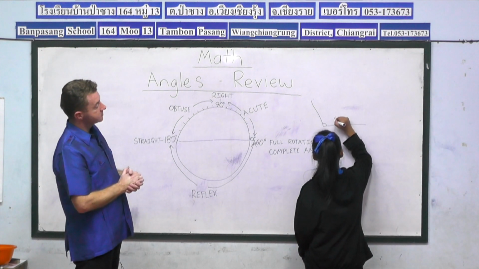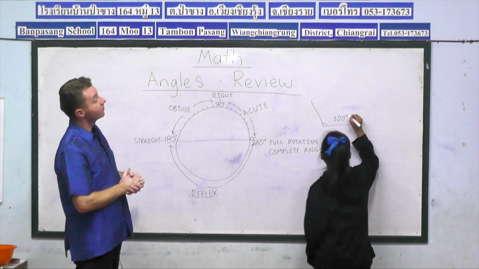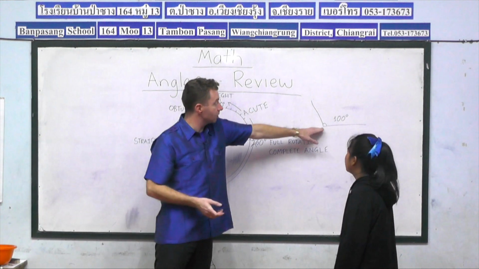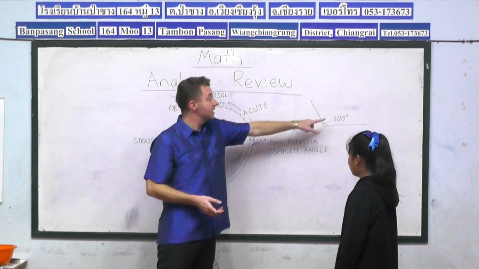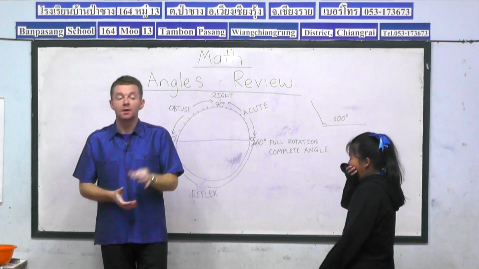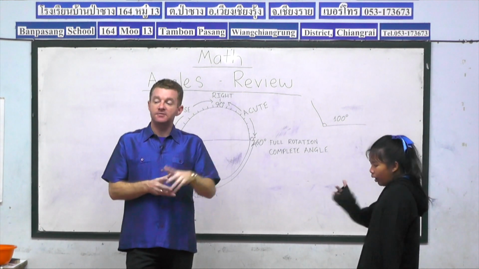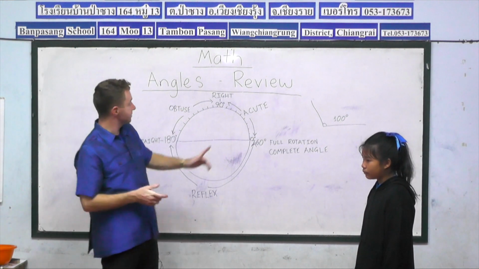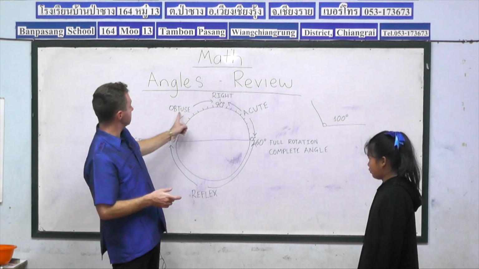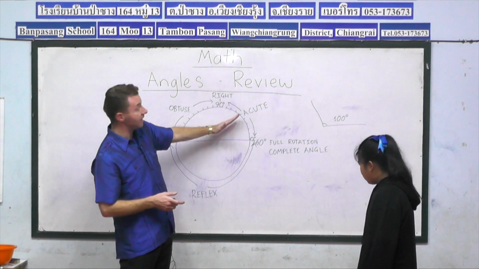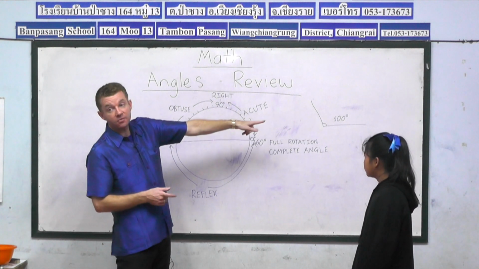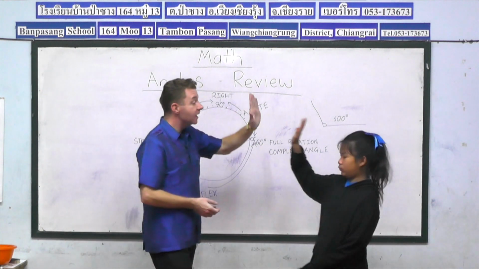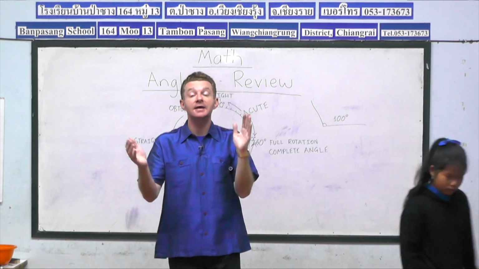So vertex, 100 degrees. Perfect. You see, Laka has shown how to draw an angle that goes with 100 degrees and then demonstrate it using a symbol. Now, 100 degree angle, is that acute or obtuse? Obtuse, yes. You can see that the 100 degree angle is in the obtuse section. Anything less than 90 is acute, but anything more than 90 is obtuse. So Laka, that was brilliant. High five and a big round of applause for Laka, please, guys.